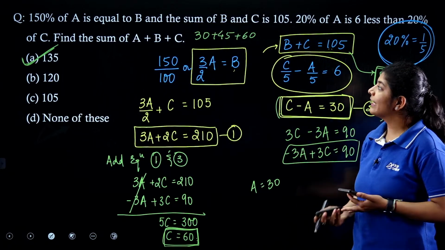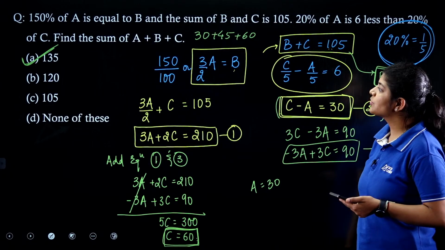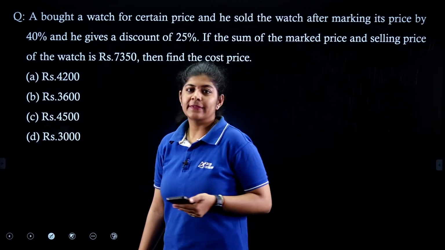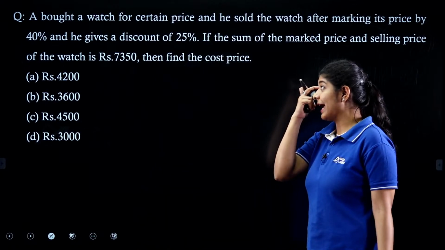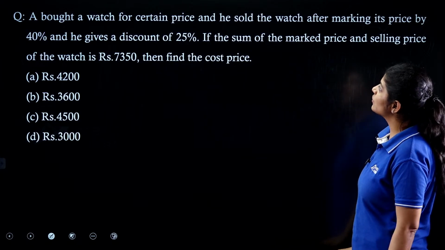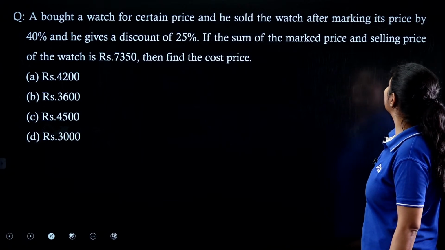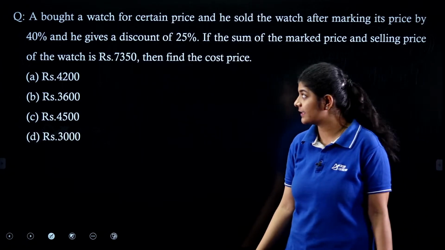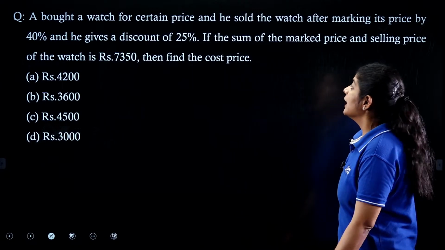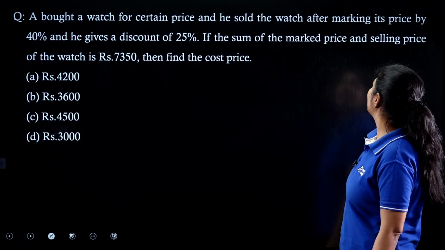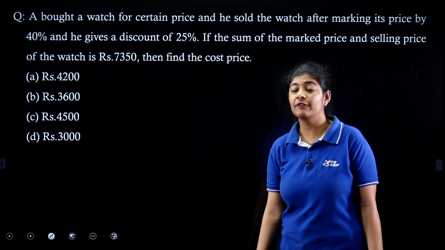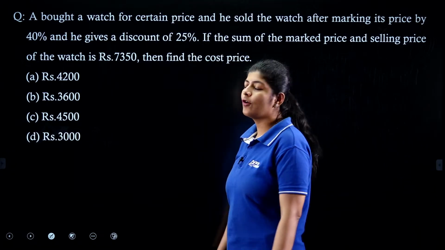Right? The correct answer that we got over here is option number A, right? Okay, the next one. The next question says that A bought a watch for a certain price and he sold the watch after marking its price up by 40% and he gives a discount of 25%. If the sum of the marked price and the selling price of the watch is rupees 7,350, then find the cost price.